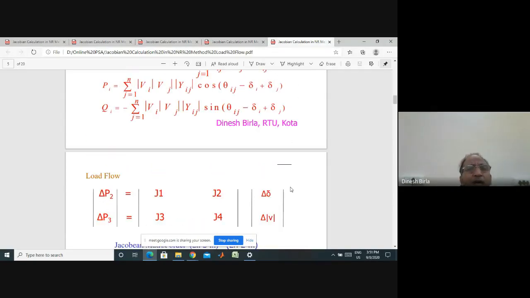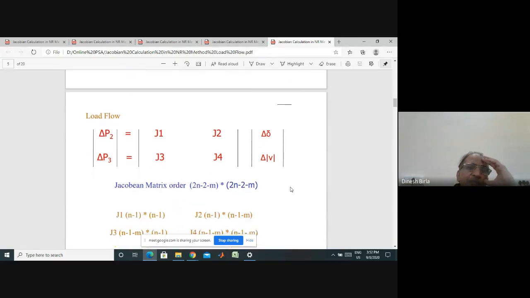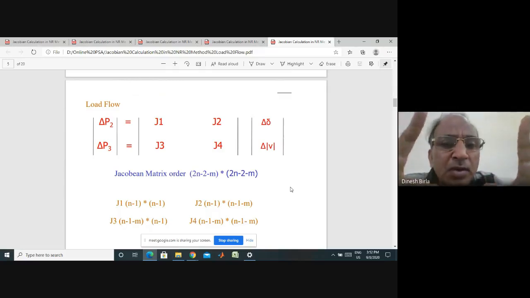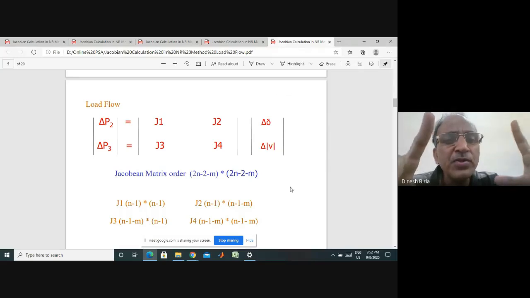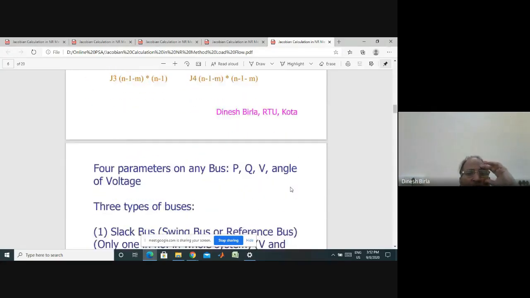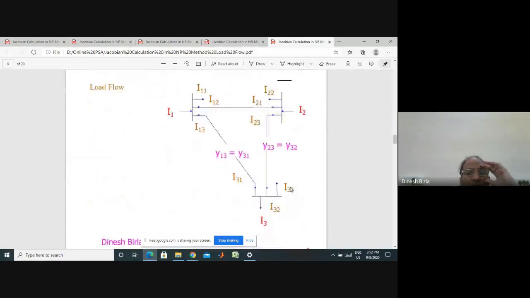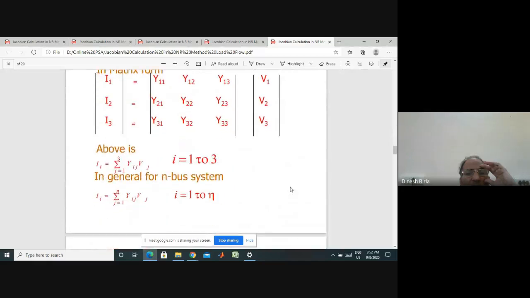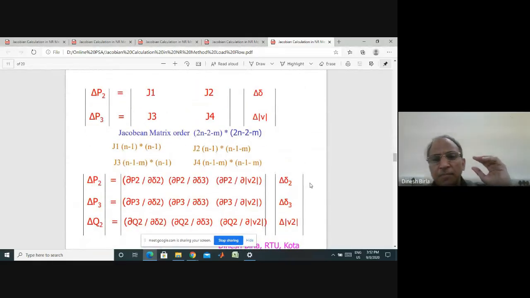Now, in the Newton-Raphson method, the Jacobian elements are calculated. Here we need to understand one thing: we are discussing a case of a three-bus system, where one bus is the slack bus and another is a PV bus. Let us come here on the Jacobian matrix. This will make things clear.